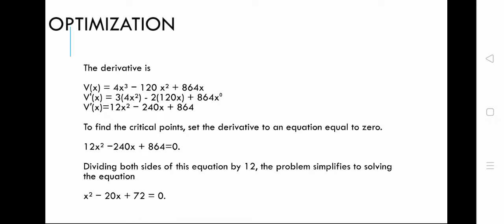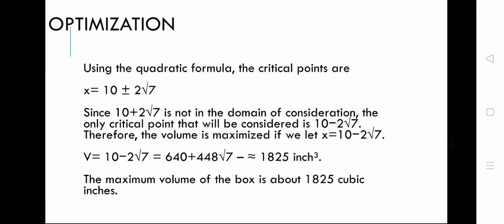Dito na tayo magsisimula sa paghahanap ng value ng x. So, ito na yung steps ng paghahanap dito. So, dividing both sides of this equation by 12, the problem simplifies to solving the equation x squared minus 20x plus 72 is equal to 0. Using the quadratic formula or any formula that you want, but since this problem uses the quadratic formula, pwede naman siya. So, the critical points daw, according to the quadratic formula, are x is equal to 10 plus or minus 2 square root of 7.